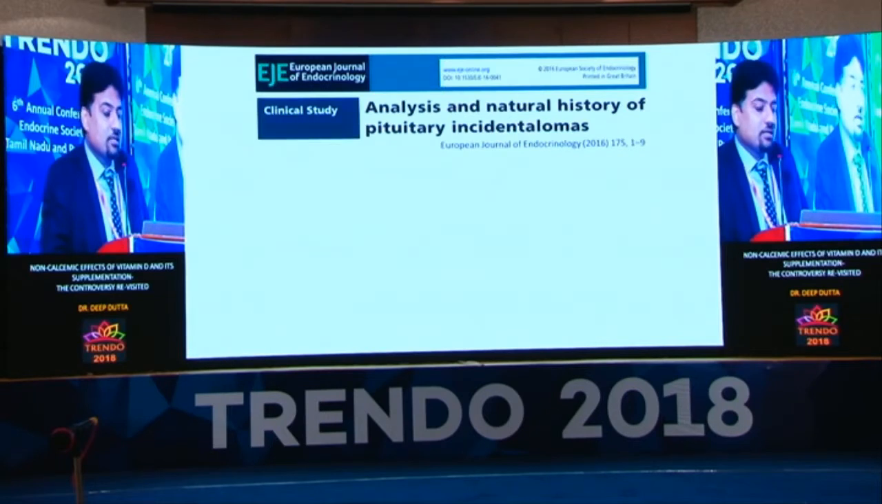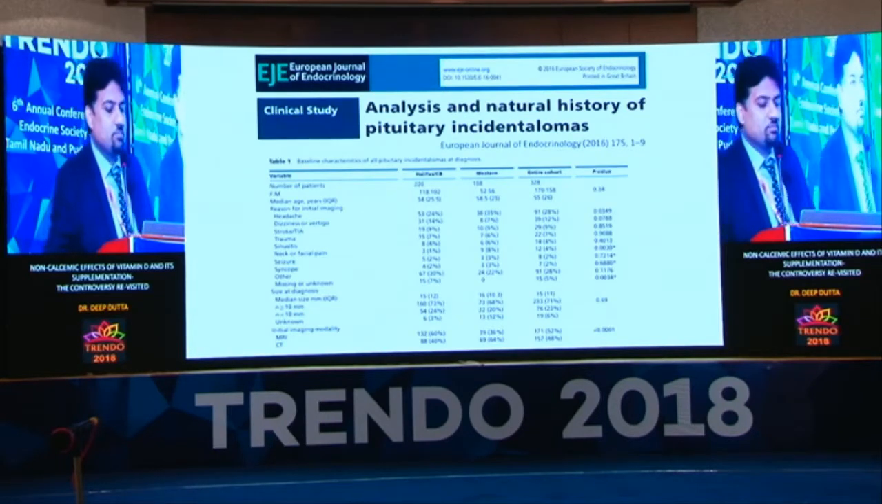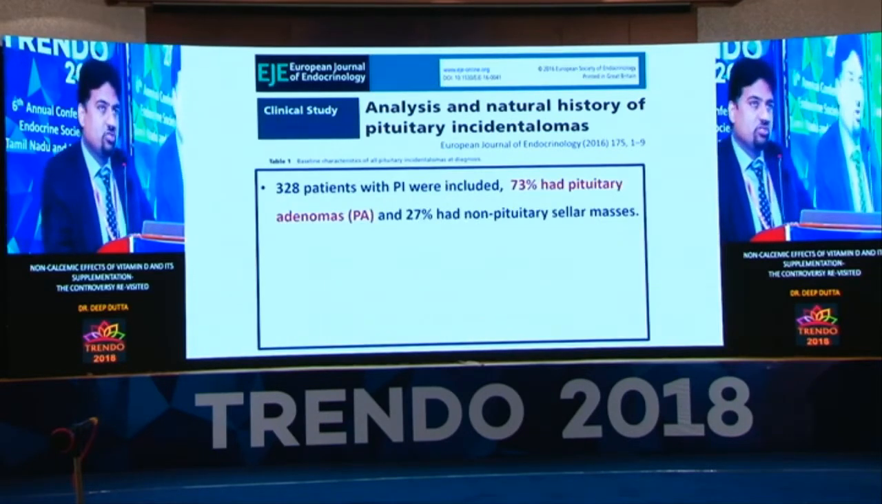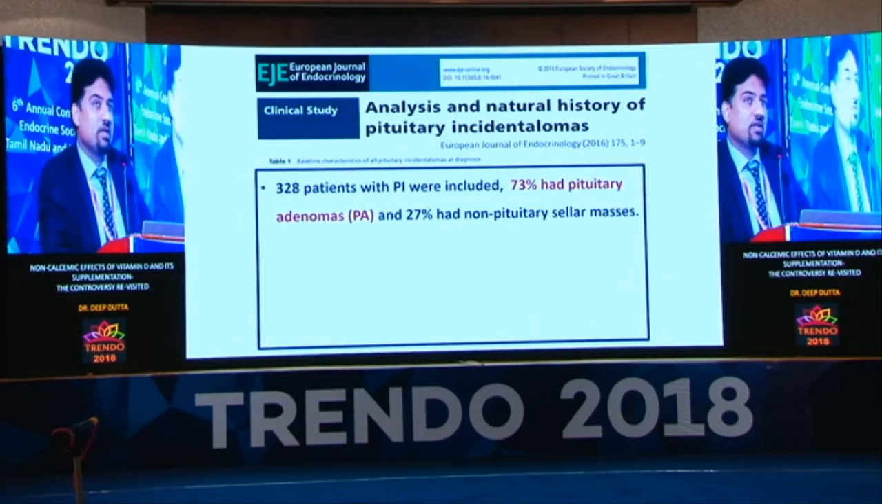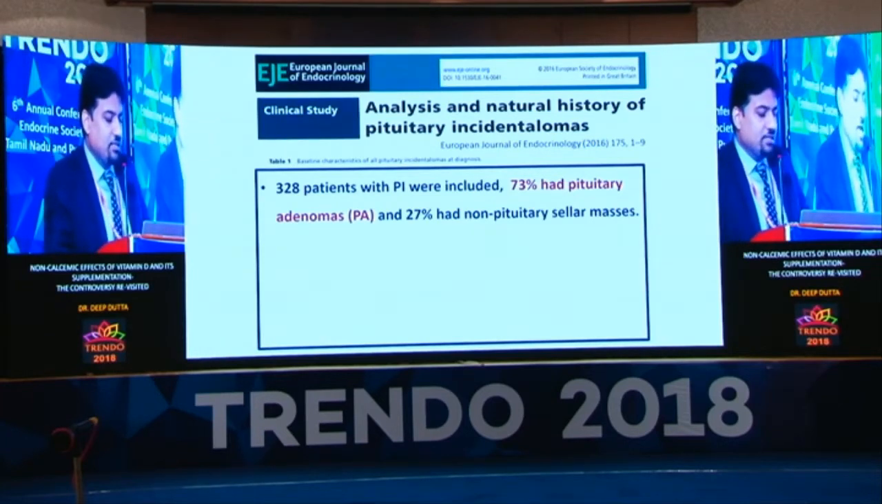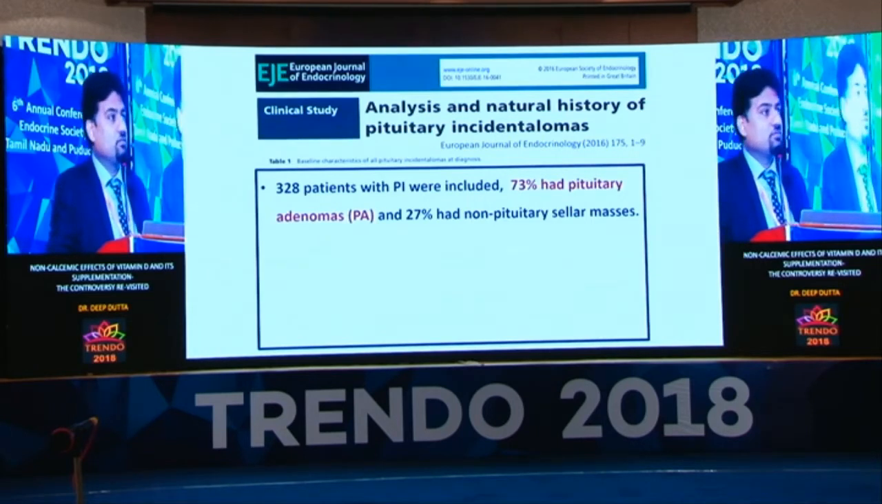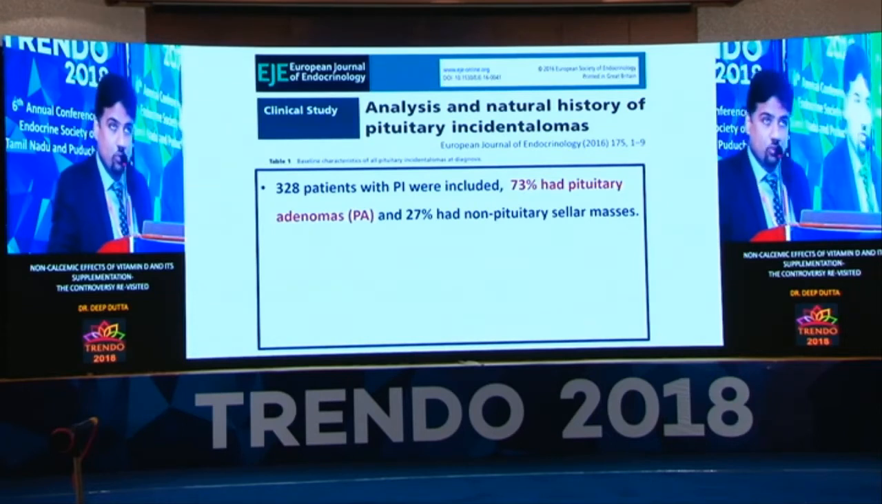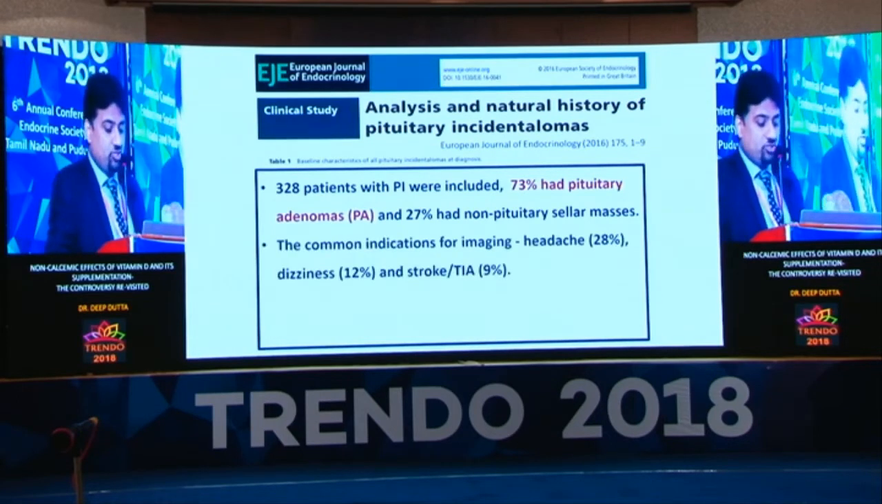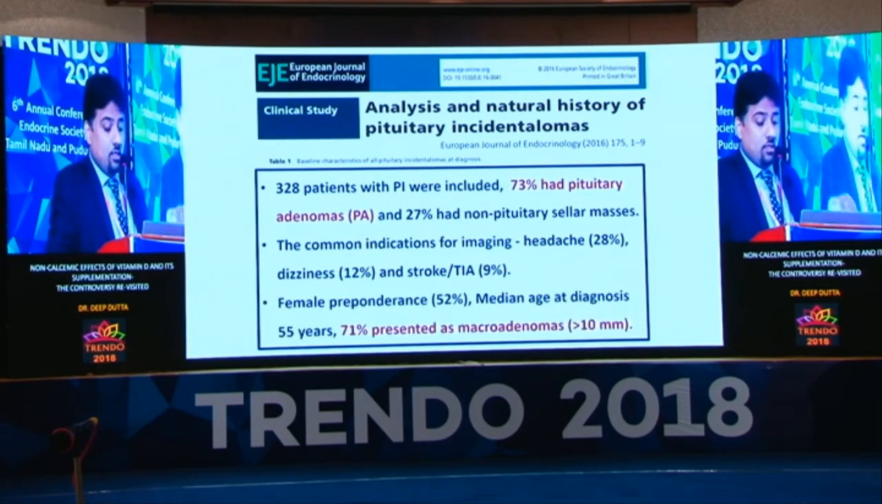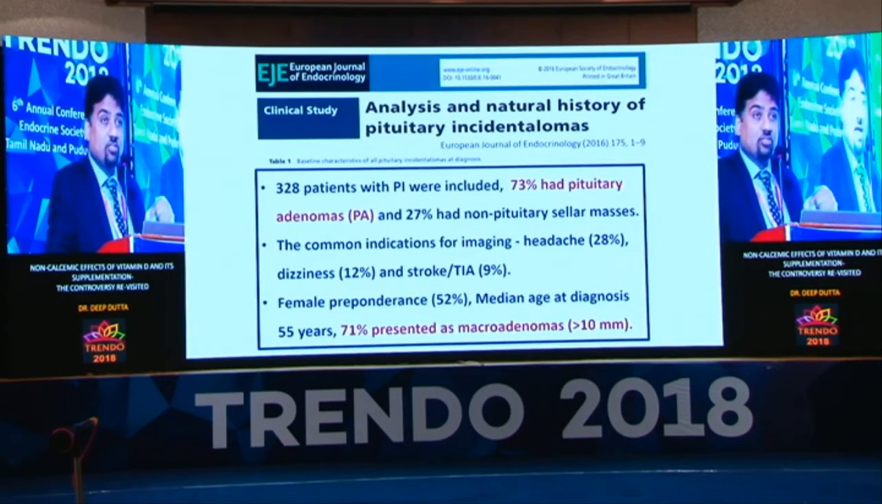And what we see in our clinical practice is very well exemplified in this paper published in the European Journal of Endocrinology about 2 years ago. This is data from an endocrine clinic in the Middle East, and they looked at about 330 patients of pituitary incidentalomas, and what they find is that 73% of these patients actually have a pituitary adenoma, of which the most common reason as to why they underwent an imaging is headache, and most of these adenomas are actually macroadenomas.